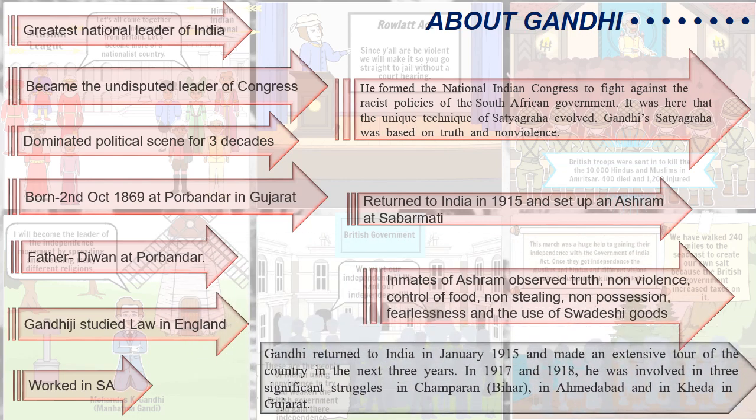Gandhiji returned to India in January 1915 and made an extensive tour of the country in the next 3 years. In 1917 and 1918, he was involved in 3 significant struggles: in Champaran in Bihar, Ahmedabad, and Kheda in Gujarat. We'll learn one by one about each. So we'll go ahead first.